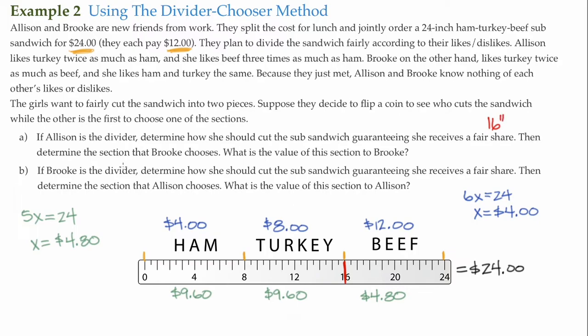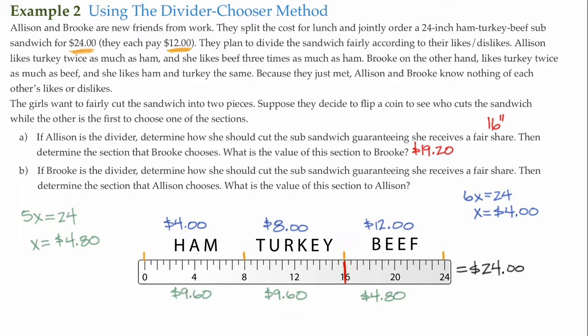Then determine the section that Brooke chooses. What is the value of this section to Brooke? Now, since Allison was the divider, Brooke gets to choose. And of course, if Brooke is going to choose, we're going to go by these values here. That's in green. This is worth $9.60, and this is worth $9.60. So it seems like Brooke should choose between the 0 and 16-inch mark right here. And what's that worth to her? That's worth $19.20 to Brooke. Not a bad deal.